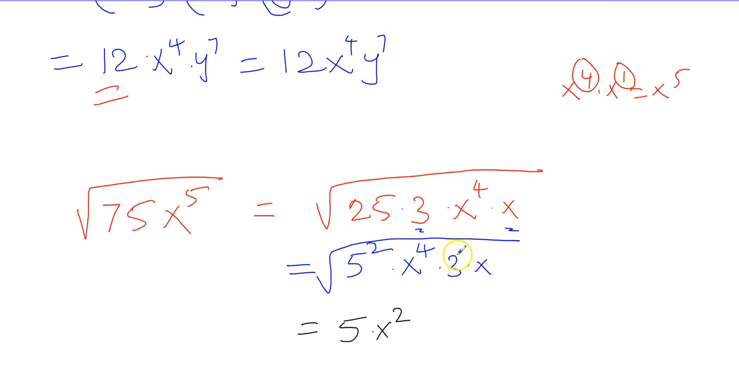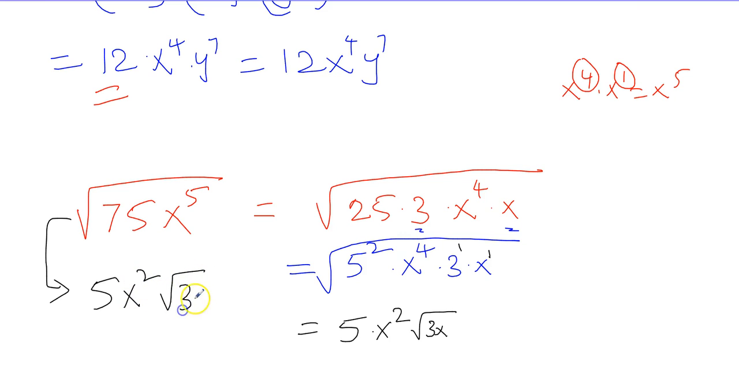And for this 3 and x, their exponents are only ones, hence I can just leave them inside the square root. So your answer to this kind of expression is 5x squared times the square root of 3x. It's a product of rational and irrational numbers, we can say. That's the answer.